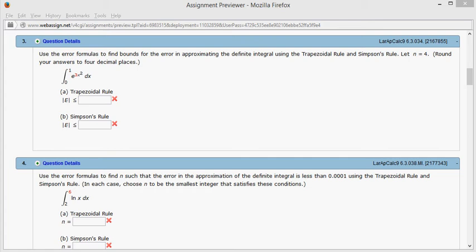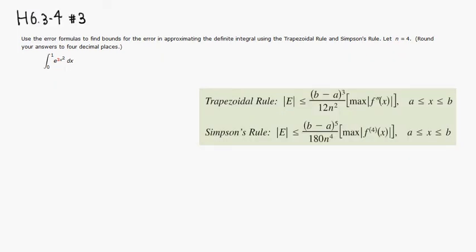Alright, let's look at homework 6.3, 6.4, problem number 3. We want to find the upper bounds for the errors caused by the Trapezoid rule and the Simpson's rule. So let's do that. We need to identify what we need.